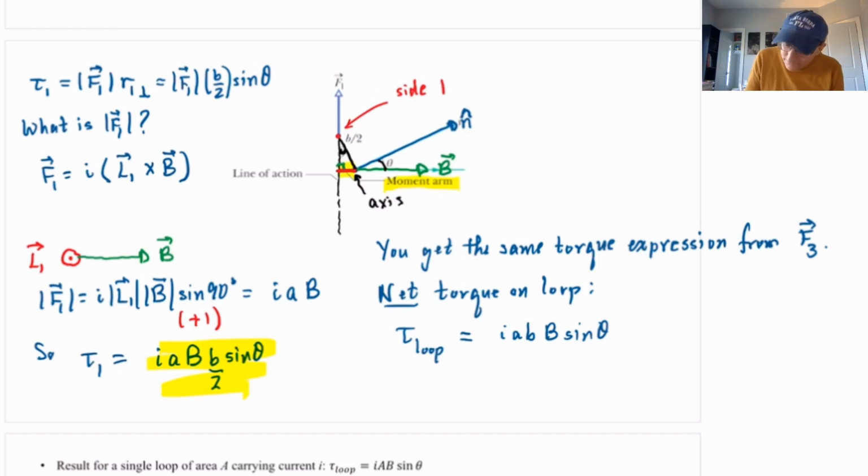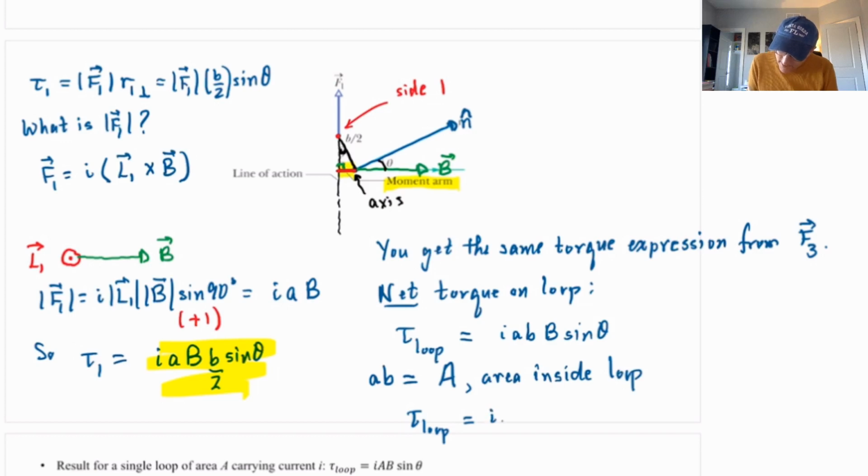But notice something. The combination of little a times little b, well, that's just the length of the long side times the length of the short side of this rectangular loop. That's the area inside the loop. Let's just call that capital A. So then the expression for the net torque on the loop is current I, area inside loop, magnetic field from the magnet B, sine theta.